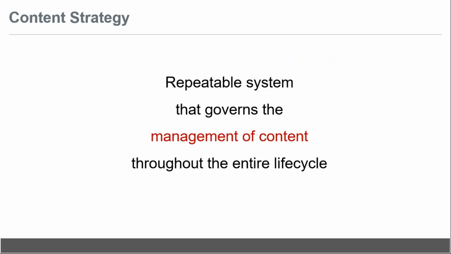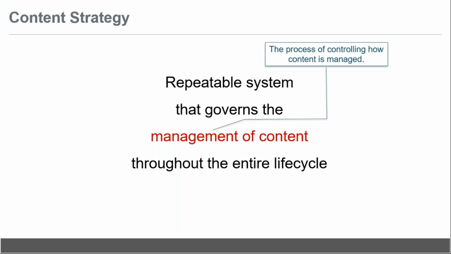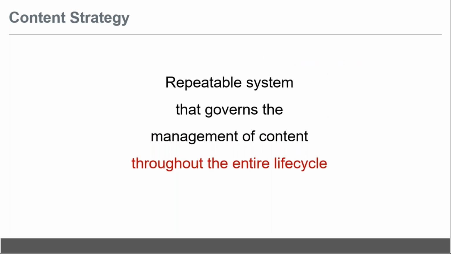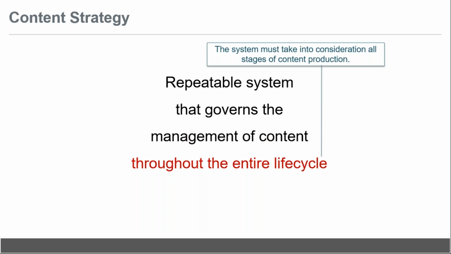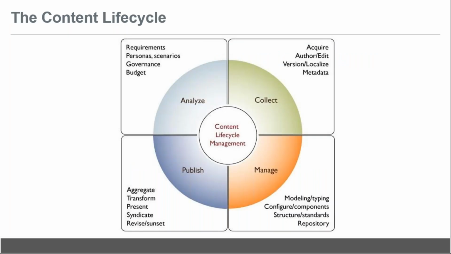And it's about the management of content. So we're not managing financial assets, we're managing content assets. So it's a process of controlling how that content's managed throughout the entire life cycle. So if we think about content going through a life cycle, it's not a supply chain, it's a life cycle, then the system has to take all of the stages into consideration. And if we look at the content life cycle, and you may have seen this before because I've published it in a number of places, we can break it down into 4 quadrants.